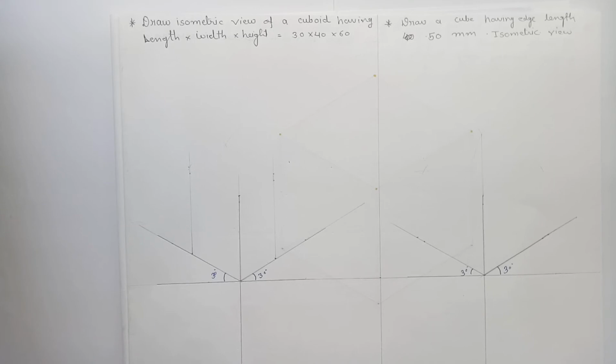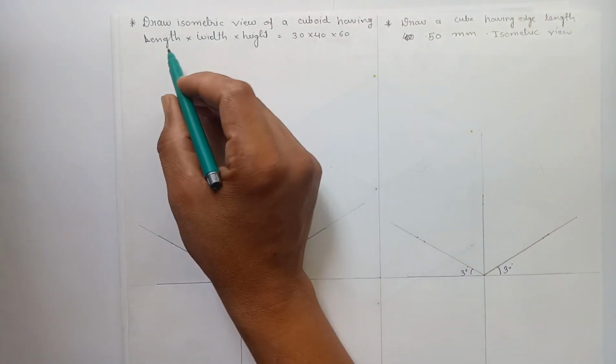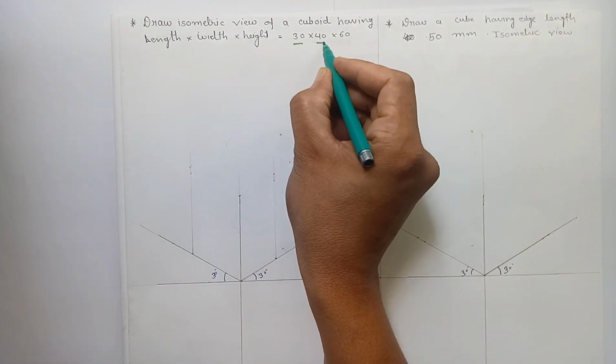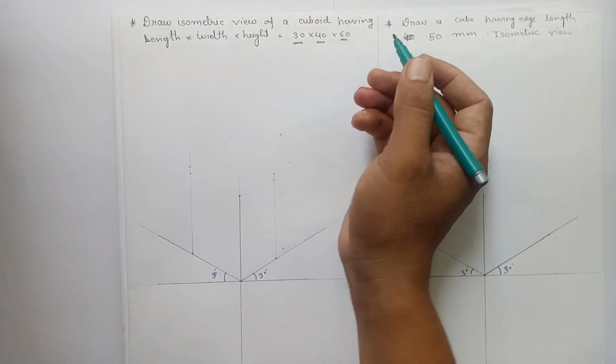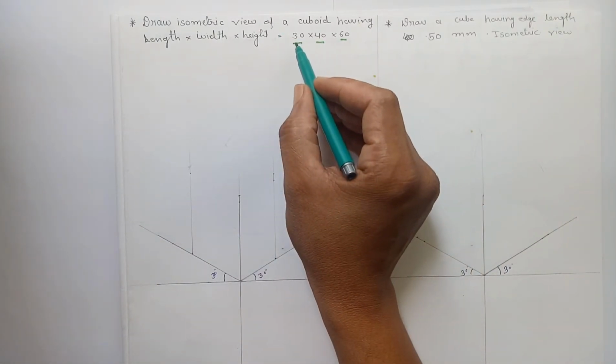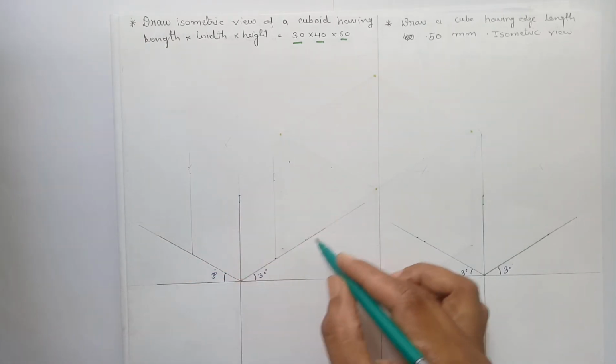Now let us draw some more basic 3D views. Here it is given: draw the isometric view of a cuboid having length, width, height, that is length 30, width 40 and height 60. So we have to draw the isometric view of the cuboid having length 30, width 40, height 60. Here we have shown the isometric axis.